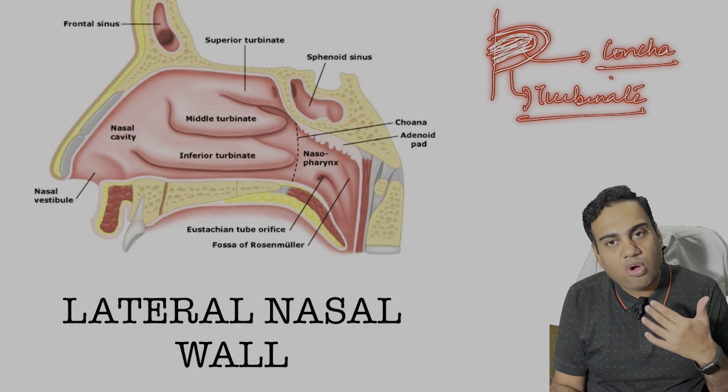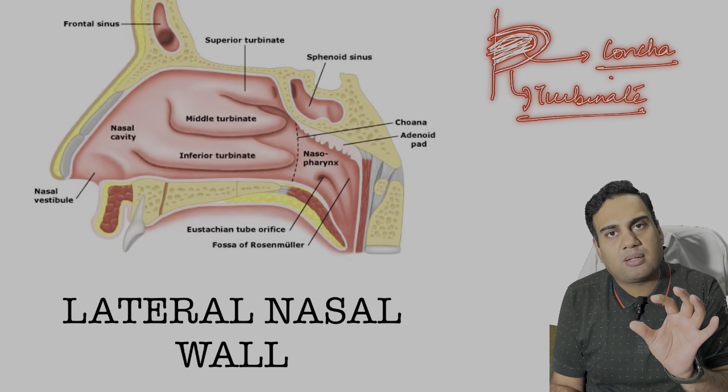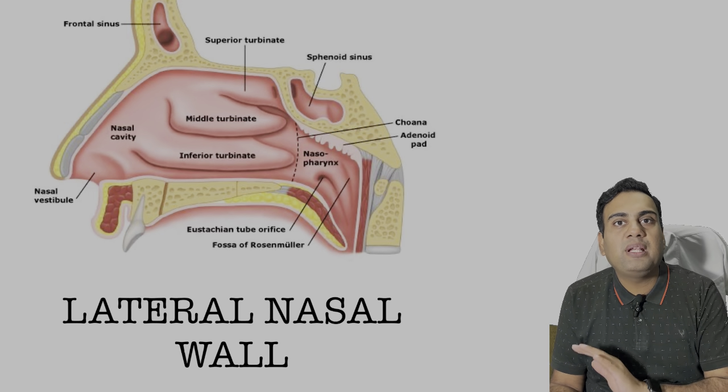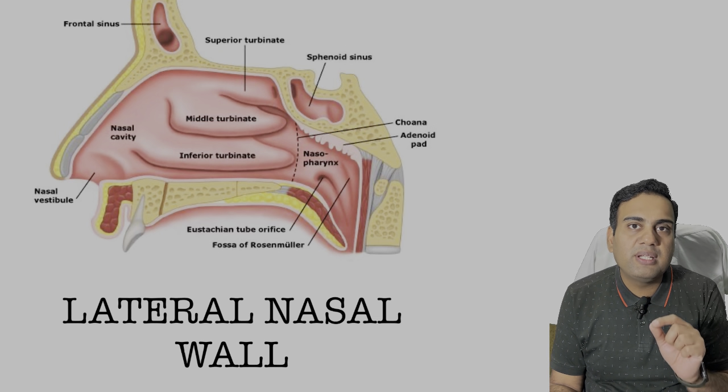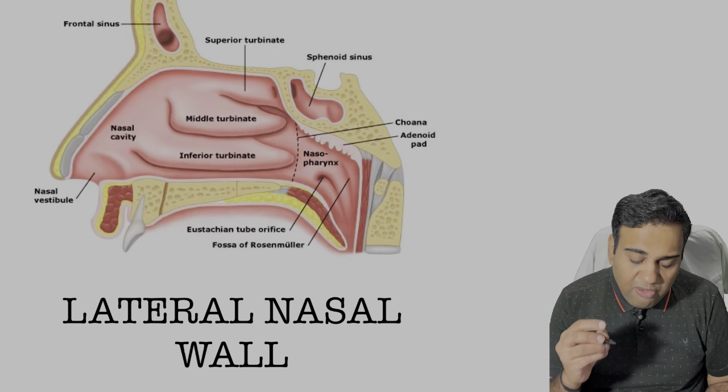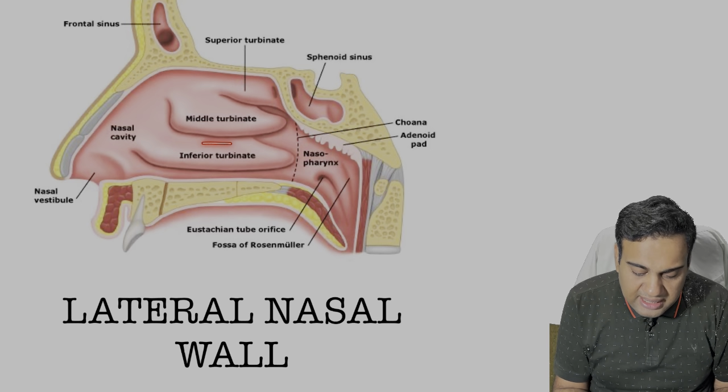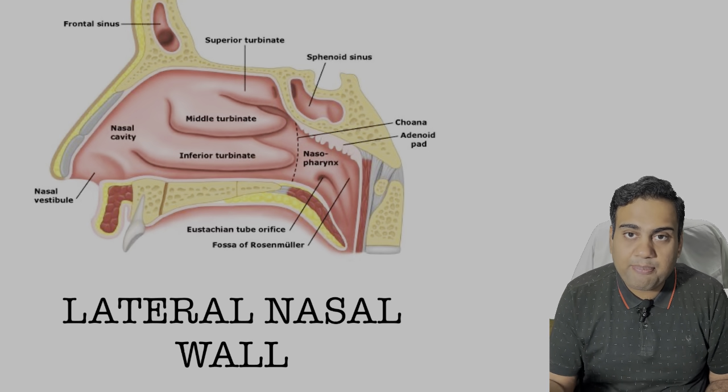Basically, when we talk about concha, we mean only the bony part. When we talk about the turbinate, we mean the bone along with the mucosa. That is the small difference between turbinate and concha. What you need to remember here is that the inferior turbinate is a separate bone.